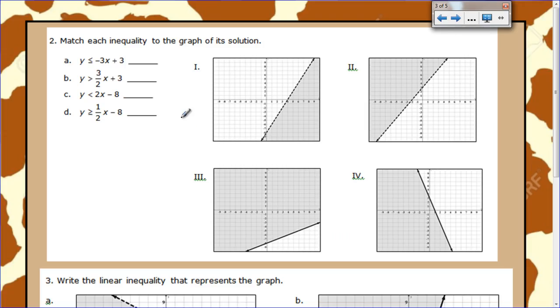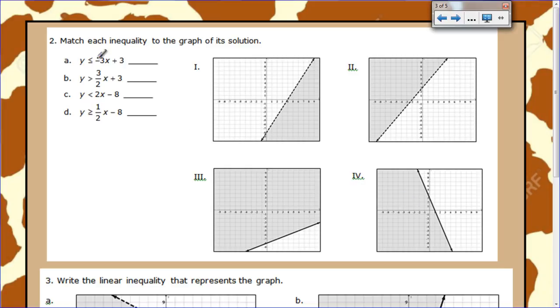So number 2, here we are. We're going to match an inequality to the graph of the solution. So I have 4 graphs and 4 inequalities, and I have to match them. So let's start with A here. It's y is less than or equal to negative 3x plus 3. So first of all, I know that because of this, it must be a solid line, which means it cannot be 1 or 2, because if you look at 1 and 2, those are dotted lines. So it's one of these 2, okay?